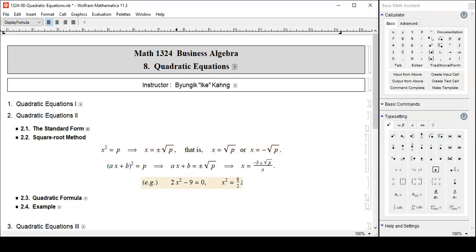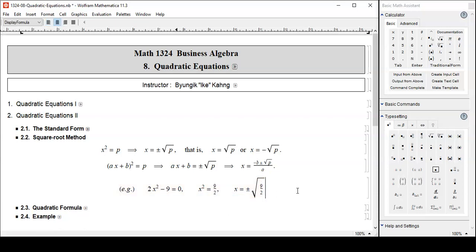Let's take square root of both sides. X is equal to plus or minus square root of p, but the right hand side is 9/2. So let's copy and paste that, and there goes the full solution.